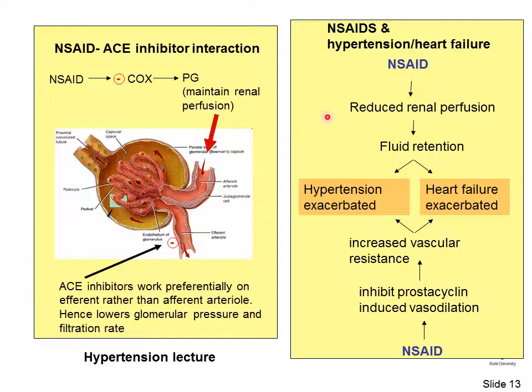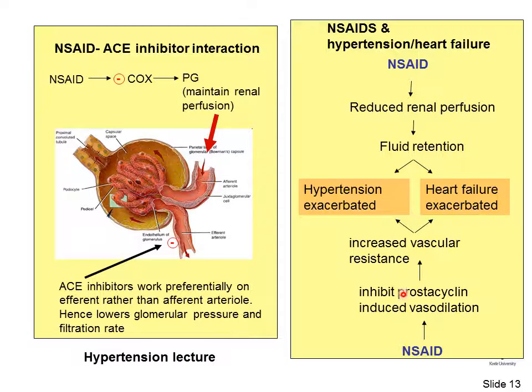NSAIDs are also important to think about in other cardiovascular settings, particularly in hypertension and heart failure. Because NSAIDs reduce renal perfusion, they can cause fluid retention, and obviously that's going to exacerbate hypertension, and it's also going to make it harder for the heart to pump, which makes heart failure worse because there's now more fluid around for the heart to have to deal with. So heart failure gets exacerbated as well.